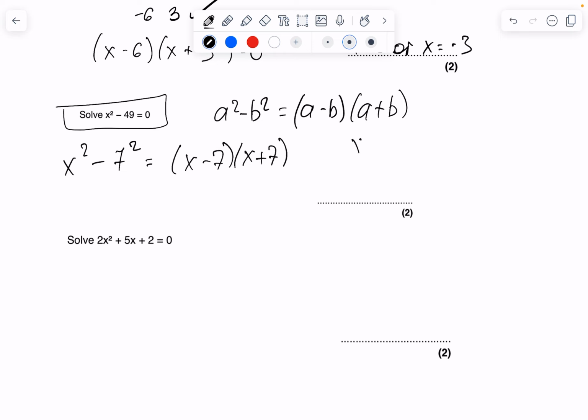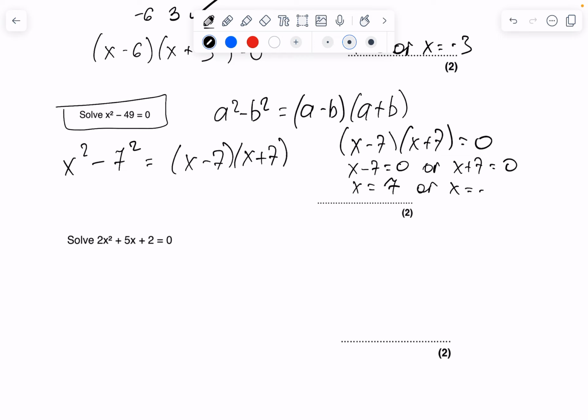Now we need to solve it. This whole thing equals 0. So to solve it, you make each set of brackets equal to 0. So x minus 7 equals 0 or x plus 7 equals 0. That means x is either positive 7 or negative 7. So 2 answers. That's it.